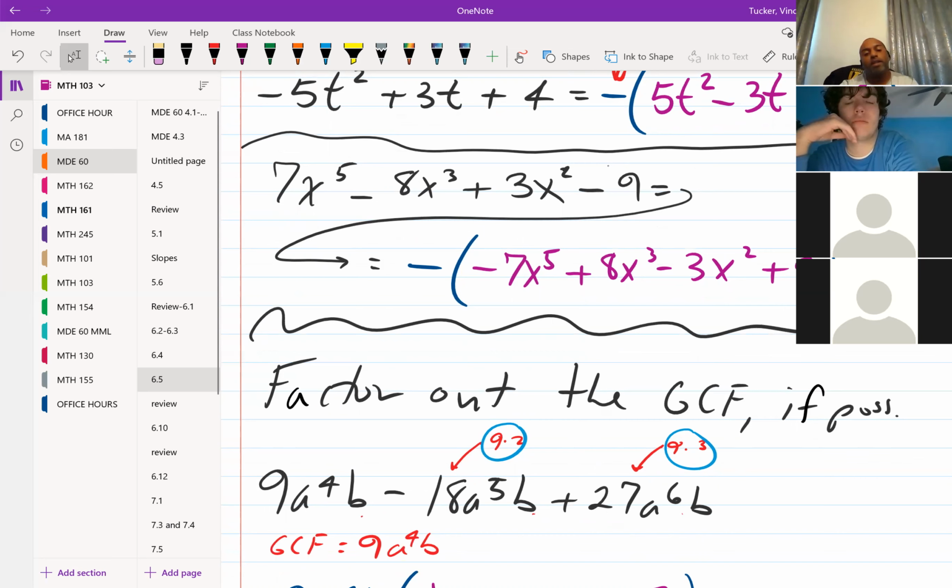Then when we look at our A's, we have 4 A's in the first term, 5 A's in the second term, 6 A's in the third term. So at the most that we can pull out of each term is the 4 A's. It's the smallest number out of all of them. So we can pull out 4 A's, and then there's a single B in each term. So we can take that as a part of our GCF as well.